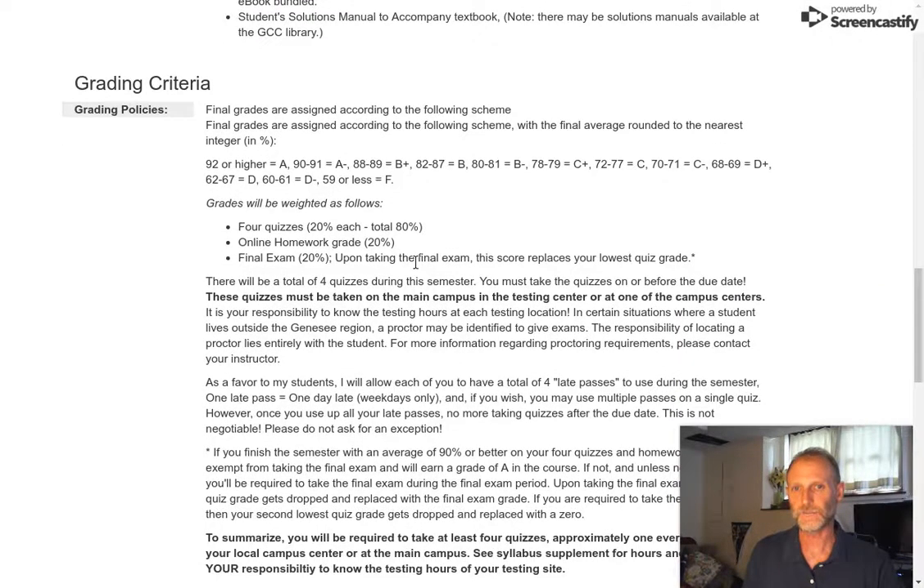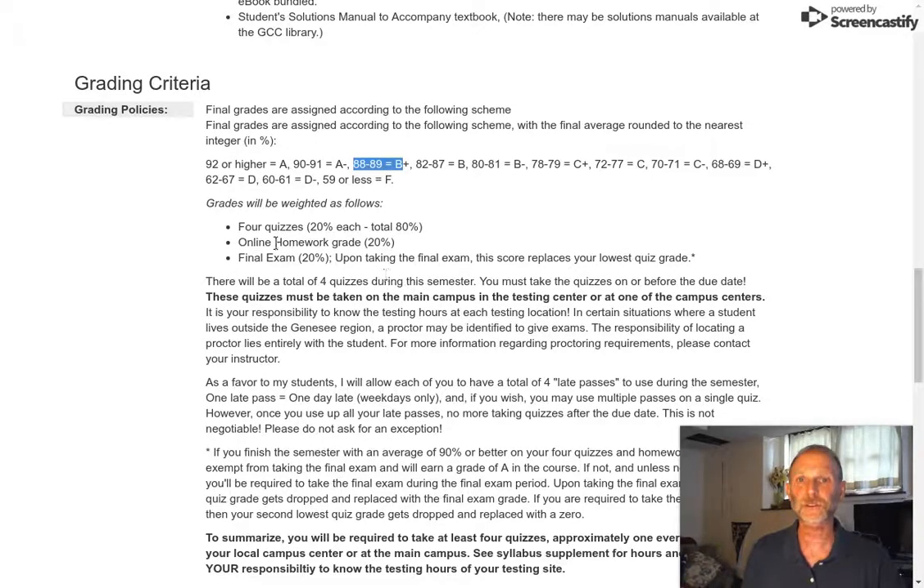Let's get right to the grading. So final grades are assigned according to the following scheme. If you have a 92 or higher, you end up with an A. 90 to 91 is an A minus, 88 to 89 is a B plus, and so on down the line. The way that I come up with your average is, if let's say you have an 89.6, that will round up to the nearest whole number. So I round everything to the closest whole number for your final average. If it's an 89.2, unfortunately, it's going to round down to an 89. So anyway, that should fit right in with these numbers right here.